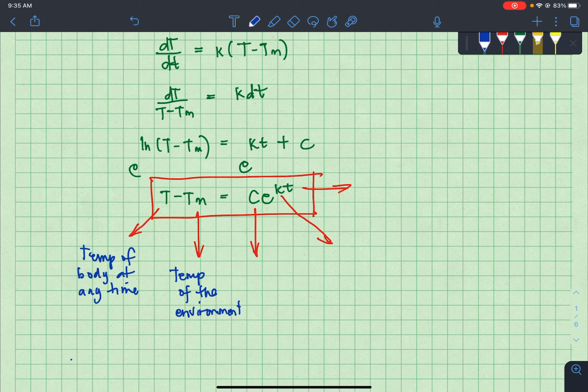For a pan placed inside an oven, the temperature of the pan corresponds to the temperature of the body, and the temperature of the oven corresponds to the temperature of the environment. For a soda placed inside the refrigerator, the soda corresponds to the temperature of the body, while the refrigerator serves as the temperature of its environment. C then is the arbitrary constant.